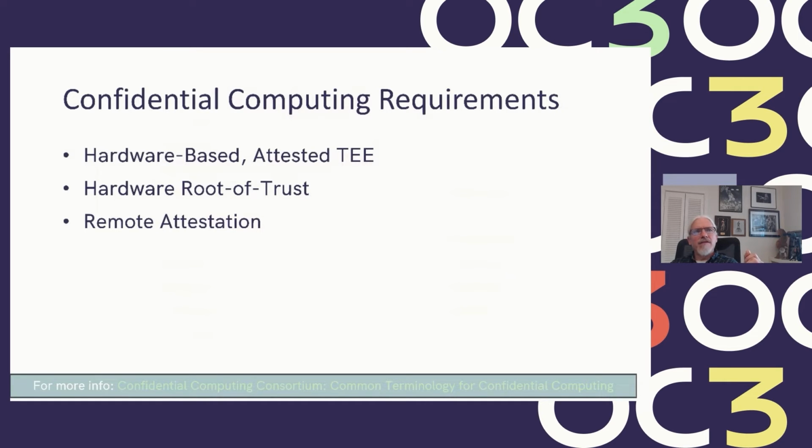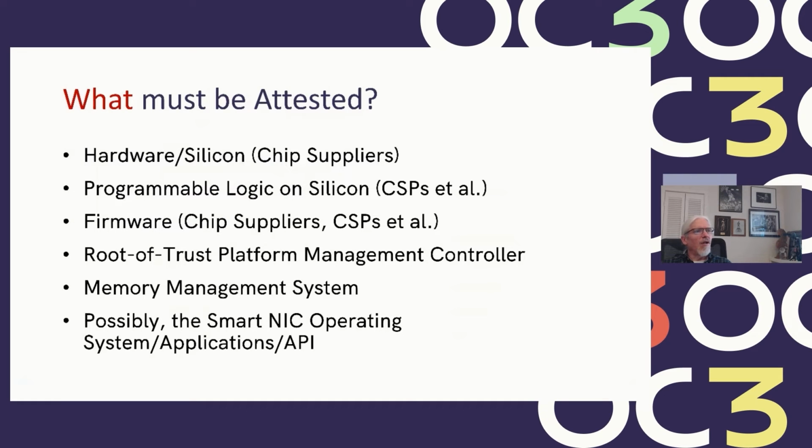All of the hardware that we have inside of the SmartNIC could conceivably be attested. We've got the tools to do it. We can attest to all of the items in the stack, the hardware, the programmable logic that's on the silicon, because these are FPGAs. So you basically download all the logic to the chip. The firmware gets downloaded onto the chip. The root of trust is built into a chiplet on the chip. All of these things should be attested, must be attested in order to meet confidential computing standards.